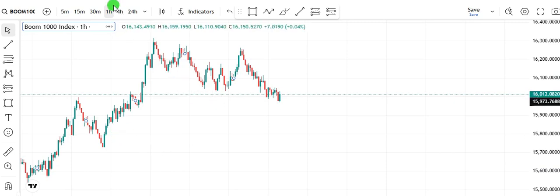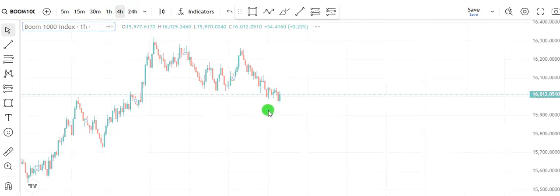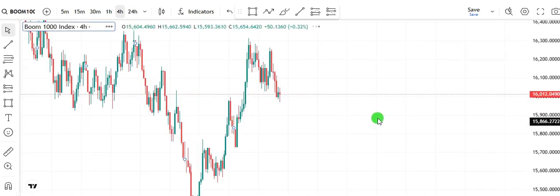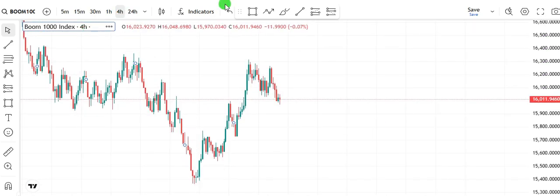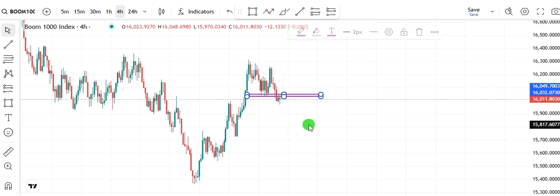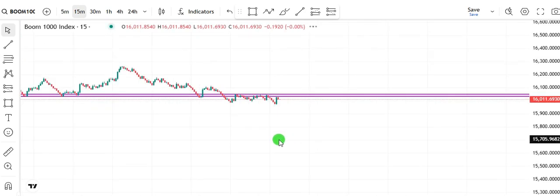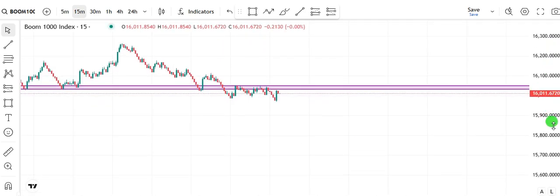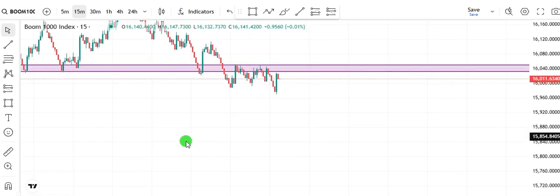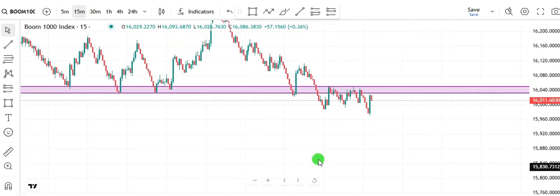Okay, now Boom 1000. Remember, please, this pair is very volatile. So if you're trading this, make sure you trade it with a good sense of capital protection. Protection of your capital is necessary when it comes to this particular one, because a little spike can wipe out your entire profit for the day. Okay, I think I'm seeing a good time to sell this market right here.